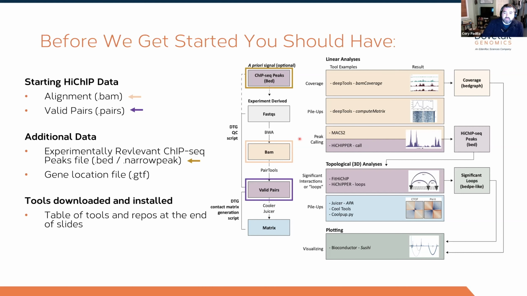All right, and then here's the general landscape that we'll be walking through today. I'm not going to go through every single one of these, but we're going to compute coverage. We're going to look at one-dimensional peaks, and then we're going to ask what does the interactome look like over those one-dimensional peaks, and then how do we plot that three-dimensional data type.